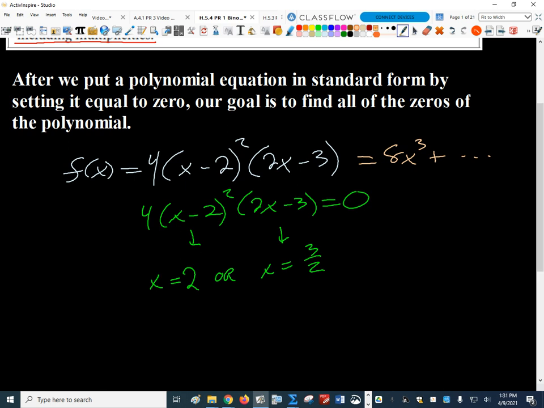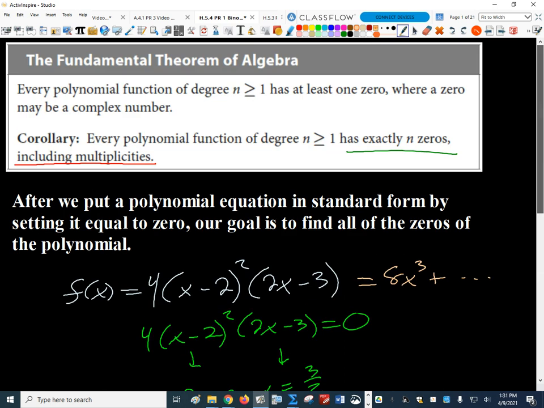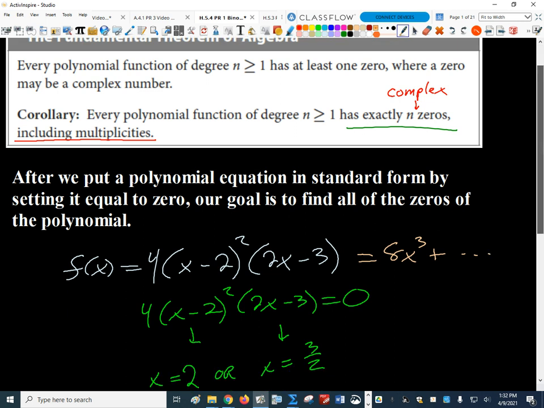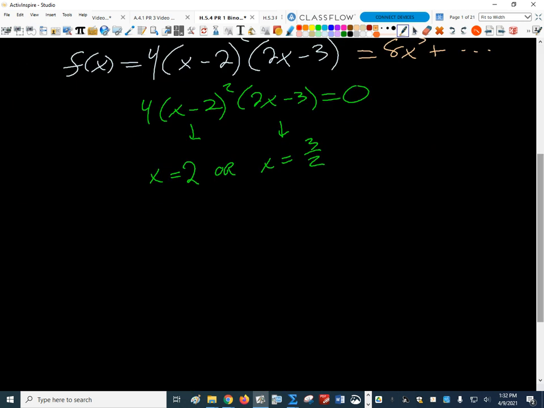So how many zeros does it have? How many complex zeros does it have? For sure, 3. Yeah, it does. It has 3 complex zeros, guaranteed. It has exactly n complex zeros, meaning they could have imaginary parts. All right, well, we found all the zeros, and the zeros are 2 and 3 halves. How do we account for the fact that there are 3 if I only see 2 numbers up there?